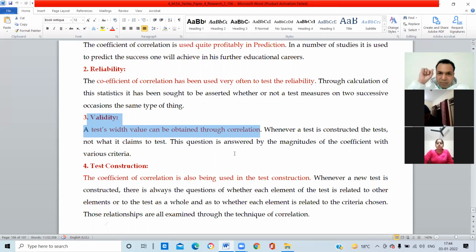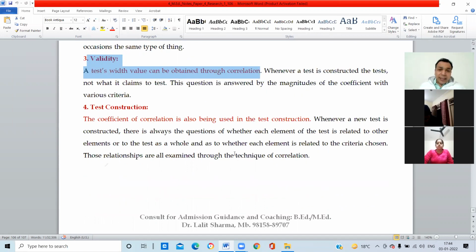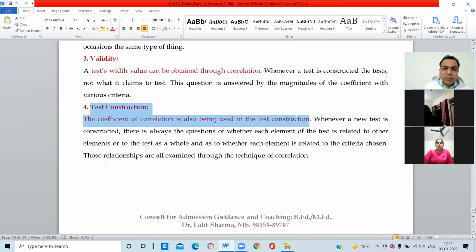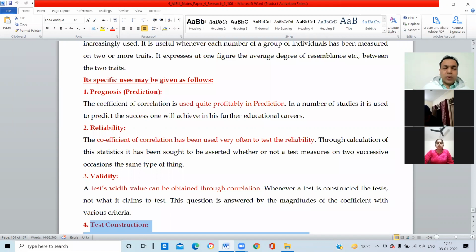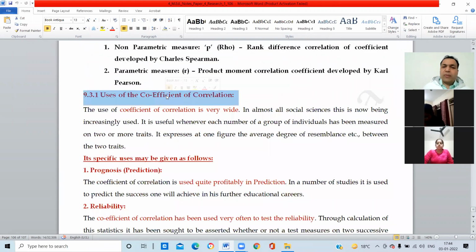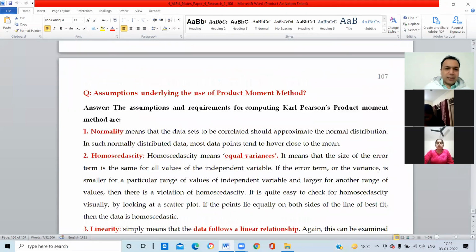And you have to check the validity of your instrument, validity of your scale, validity of your questionnaire. So coefficient of correlation is also used for obtaining validity. In test construction, if you have to prepare any test, then the coefficient of correlation is also used, right guys? So these are all the uses of coefficient of correlation, right?